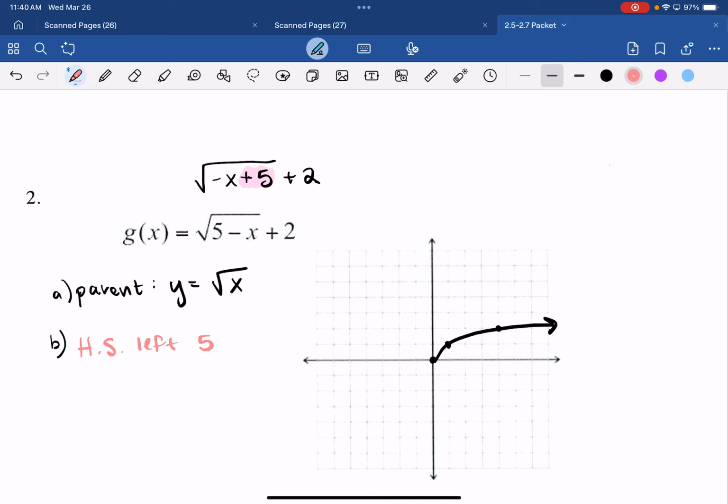Okay, next I looked at if I had a stretch. Do I have a stretch happening or a compression? Do I see a number out front? No. Okay, so no stretch or compression. Phew, because that one's annoying. What about a reflection? Do I have a reflection?